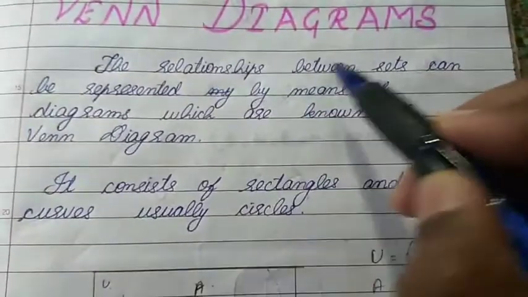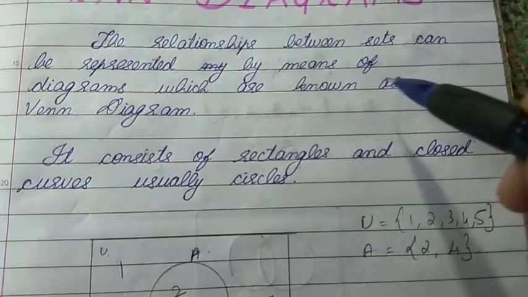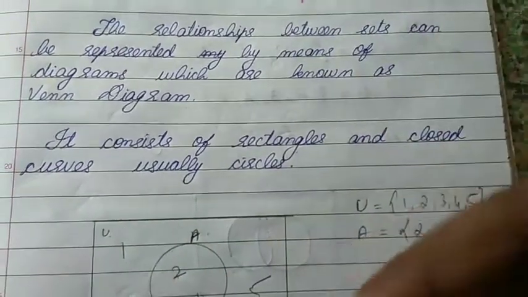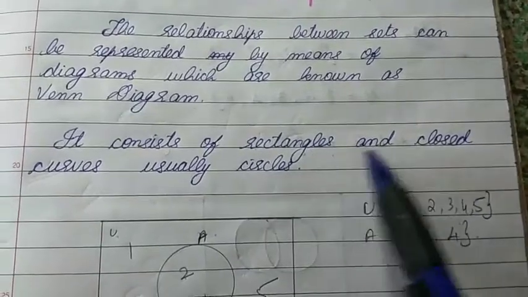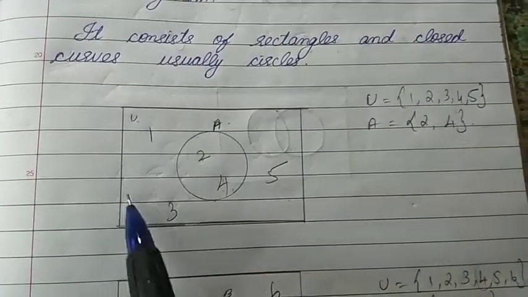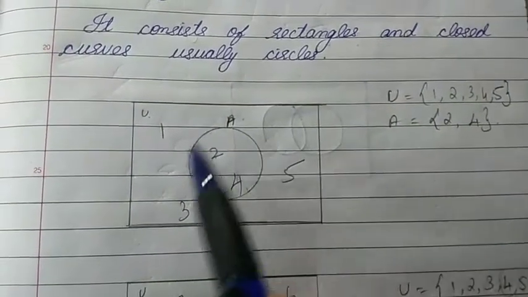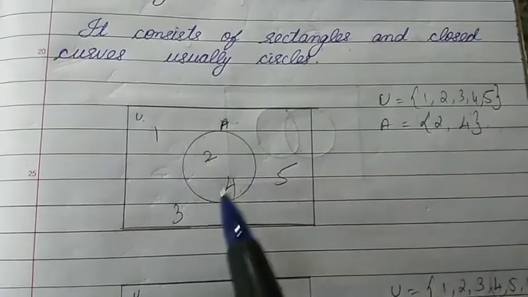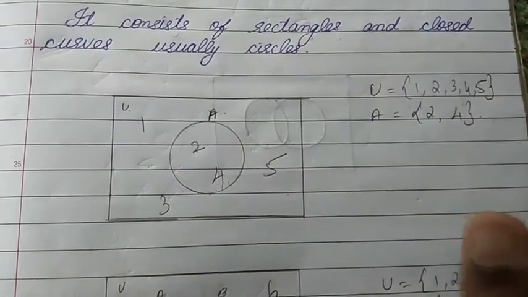The relation between sets can be represented by means of diagrams which are known as Venn diagrams. As I explained, the same thing is written over here. It consists of rectangles and closed curves, usually circles. I said the universal set will be represented as a rectangle and the given set as a circle, that is a closed curve, mostly we will be using circles.